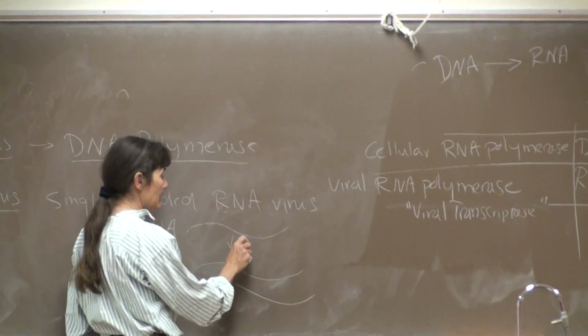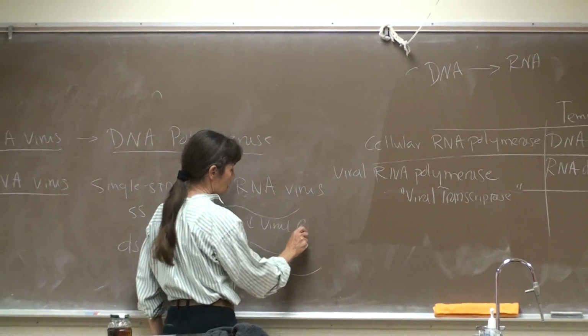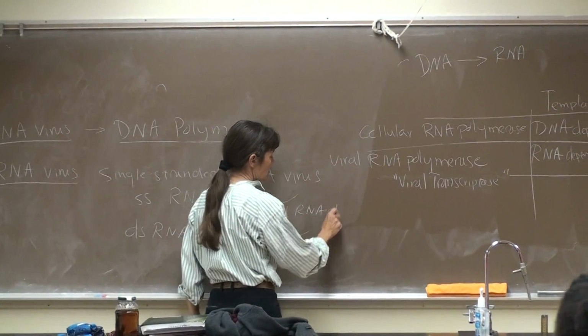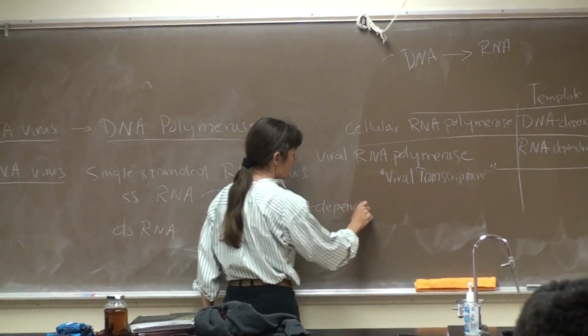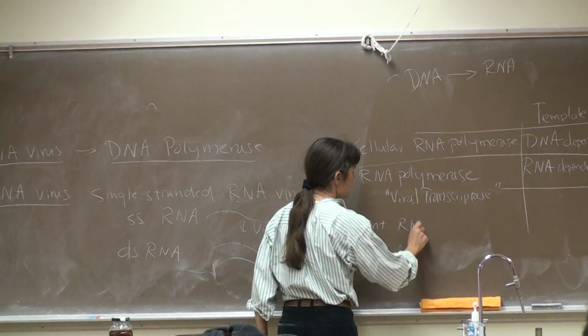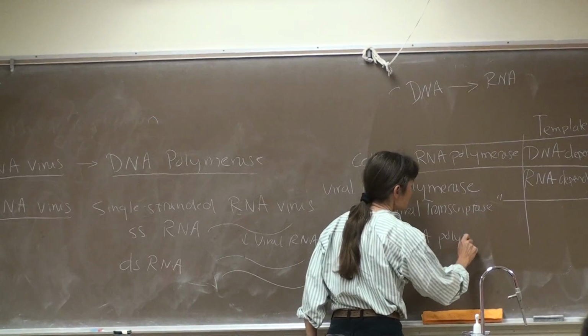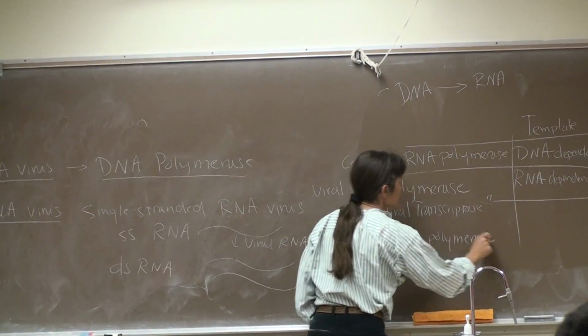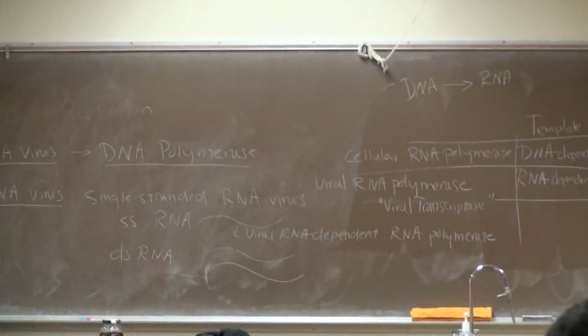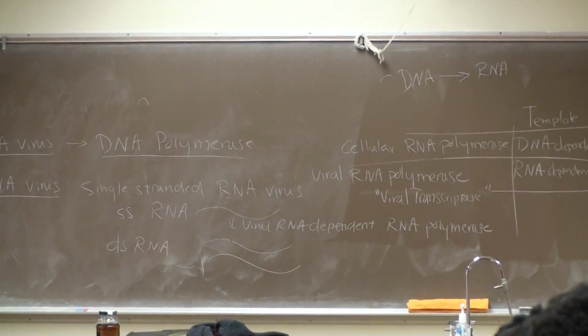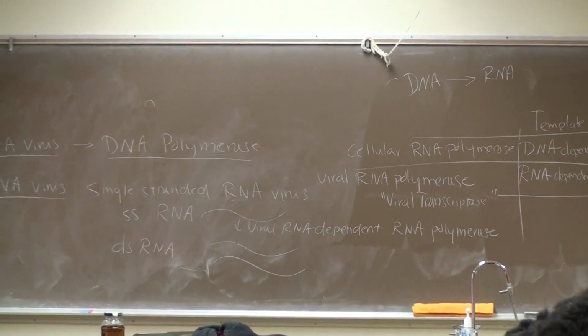Viral transcriptase. Right, and I'll just put the full name just so we can practice it. That's a viral RNA-dependent RNA polymerase. So that's a unique enzyme that most RNA viruses have to supply the information for, because the host cells, the animal cells, aren't going to have it, right?